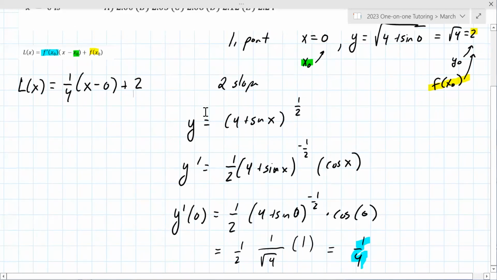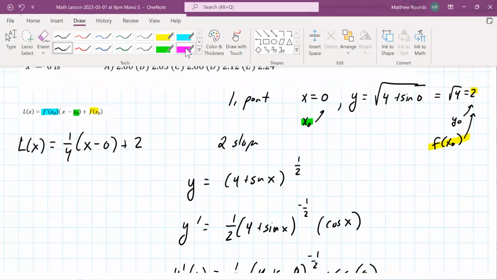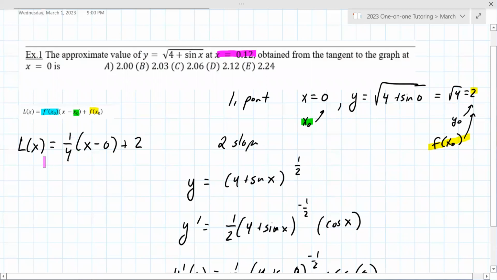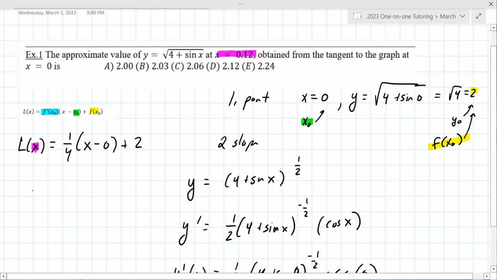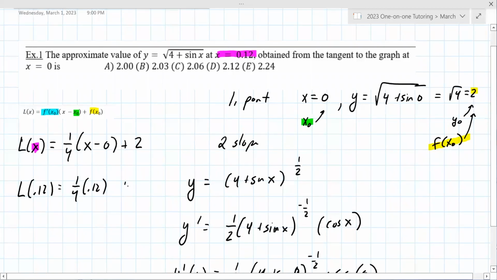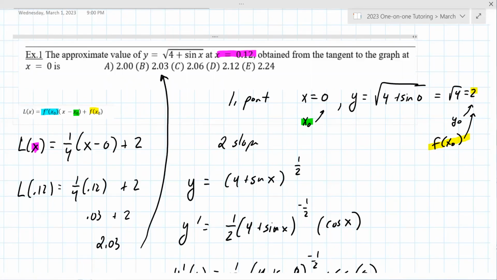And then you could be asked for the equation, but here they want you to put the value of 0.12 in for x. They want you to actually evaluate it at that point. So L of 0.12 equals 1/4 times 0.12 plus 2. 1/4 of 0.12 is 0.03 plus the 2 is 2.03, or letter B. Okay, yeah, that makes sense.